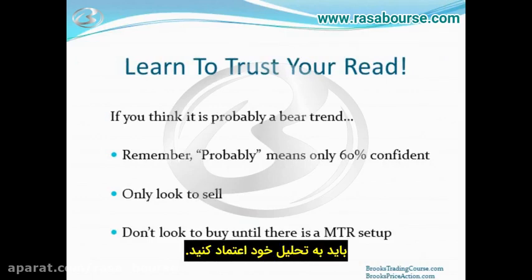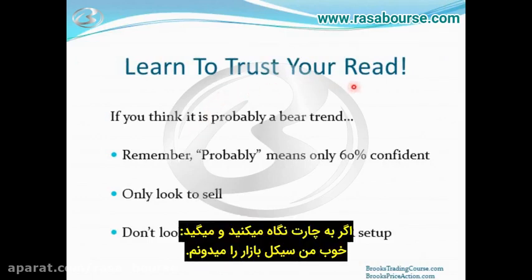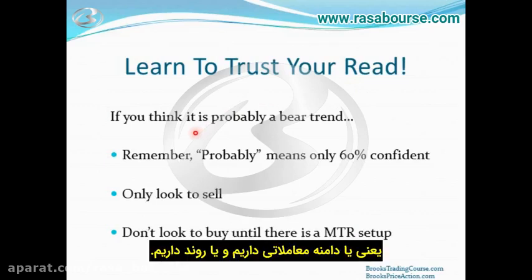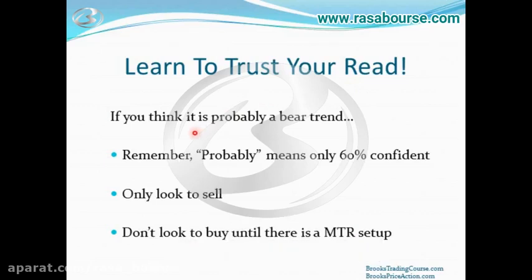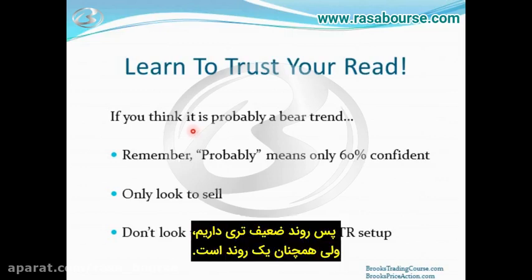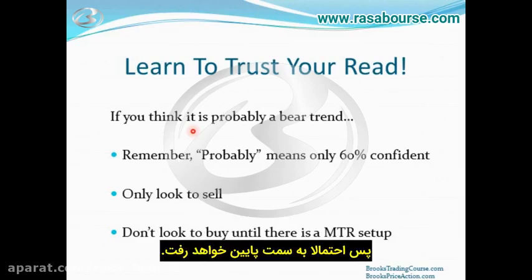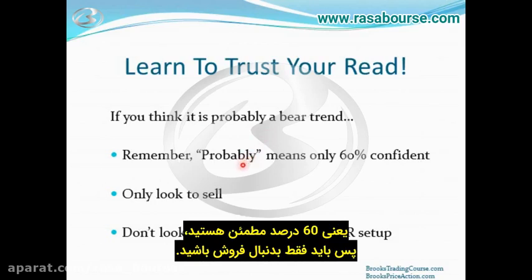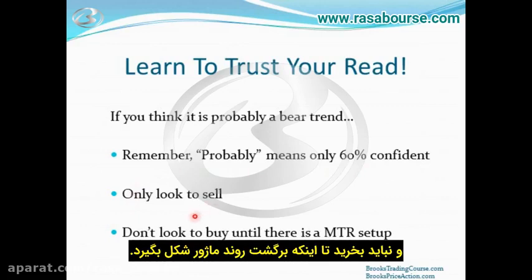You have to trust your read. If you look at the chart and you say, okay, I know the market cycle, trend or trading range, is a trend. And right now it's channeling. So, you know, it's a weaker trend, but it's still a trend, right? So it probably will continue lower. Probably means that you're 60% confident, and you should only be looking to sell. And you should not look to buy until you see a major trend reversal.